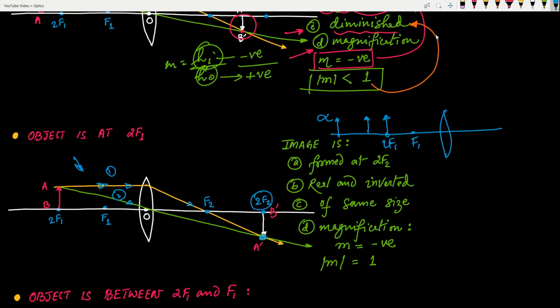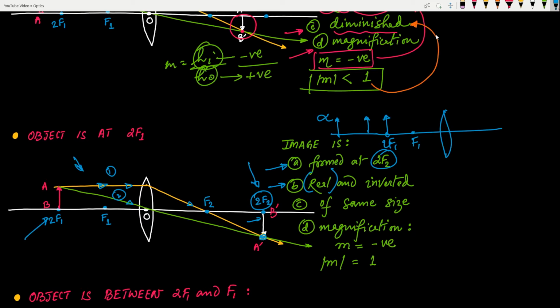Simple as that. Now let's look into the properties of the image that is produced. Number one, the image is formed at 2f2. Now understand one thing, whenever the object is kept at 2f1, the image will be produced at 2f2. You need to remember this. Now the image produced is real. Why is it real? Because the image that is produced is due to actual intersection of rays.